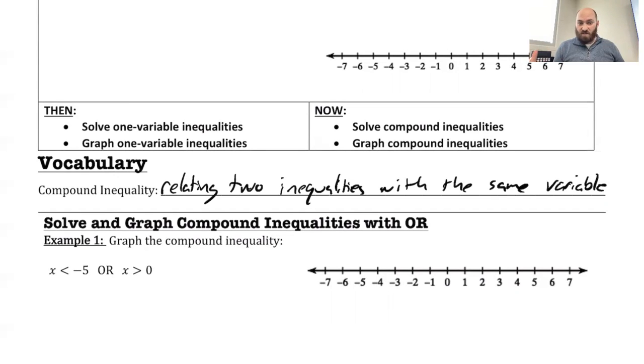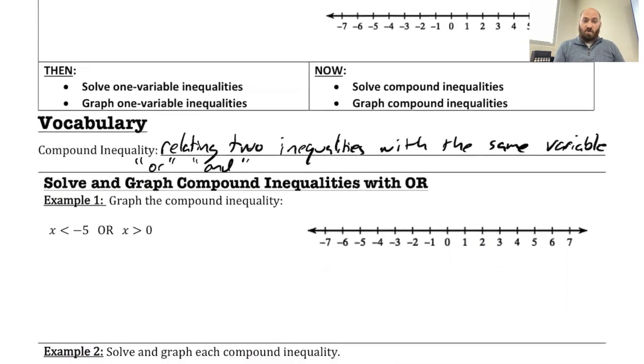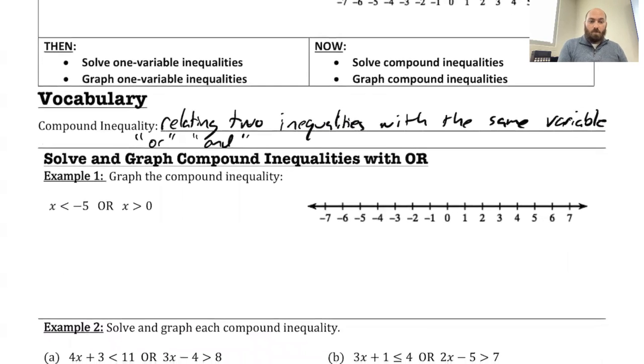So I'm going to use X in both cases, or use Y or whatever it is, but we are referring to the same number when we talk about the same variable like that. Okay, we can connect them. We relate them by one of two ways. We do an or statement or an and statement. Okay, so we're going to talk about the ors first. Solve and graph compound inequalities with or.